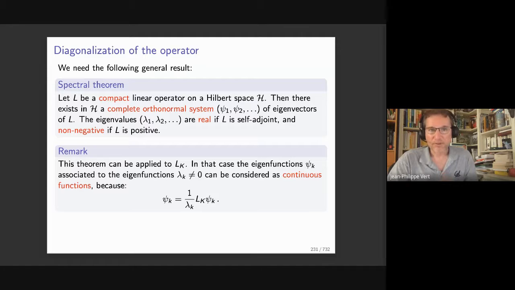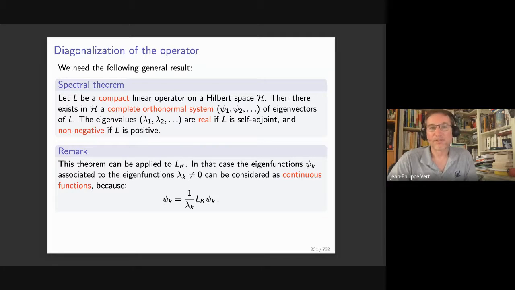So we can apply this theorem to Lk. If we apply it to Lk, it tells us that there exists a complete orthonormal system of L2, because Lk was defined from L2 of nu to itself. So there is a set of L2 functions, or equivalence classes of functions, which we call psi1, psi2, etc., associated to eigenvalues lambda k, which are real non-negative numbers, and that form a set of eigenvalue-eigenvector pairs.